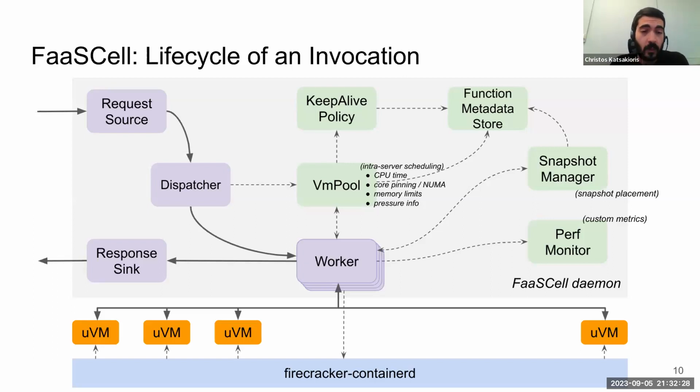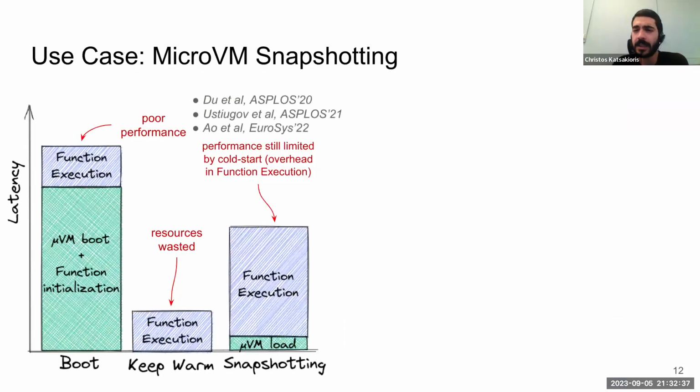Okay, so we aim to use FaaSCell to continue our research on snapshots, on microVM snapshotting, which has been thoroughly studied and shown to be a viable mitigation to the problem of cold starts, as it improves performance by avoiding having to boot a sandbox anew, while it preserves DRAM resources by avoiding keeping the sandboxes up and idle. However, snapshotting still suffers from performance overheads, which are mostly related to page faults.